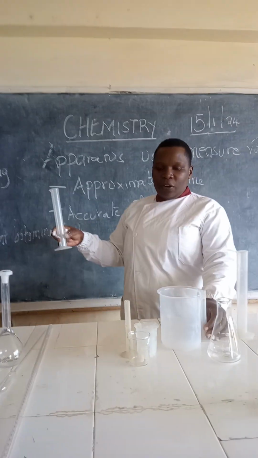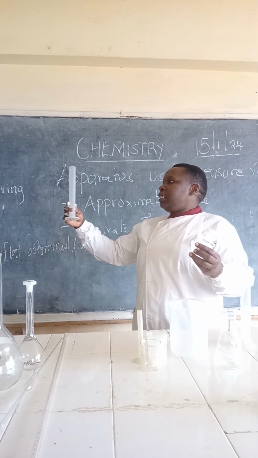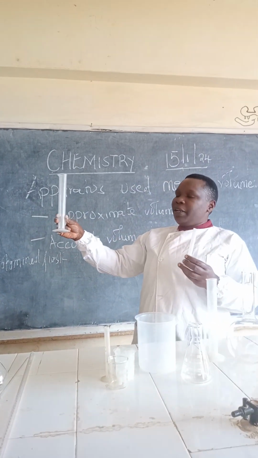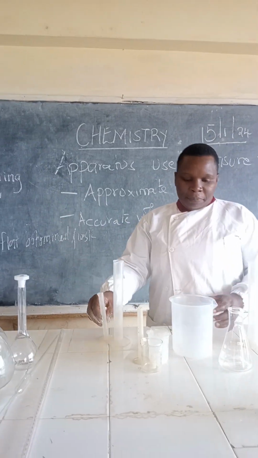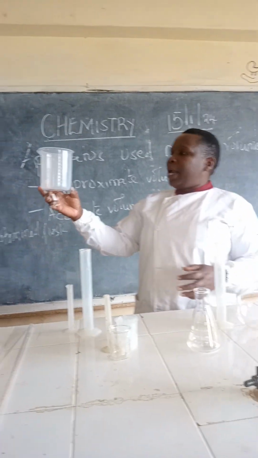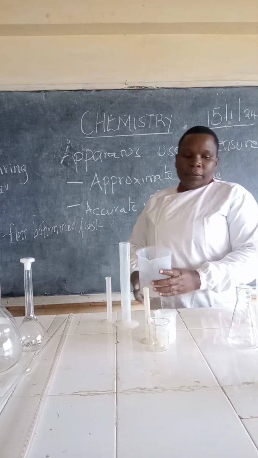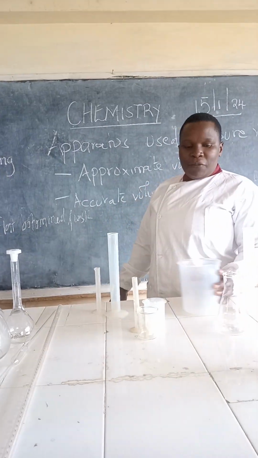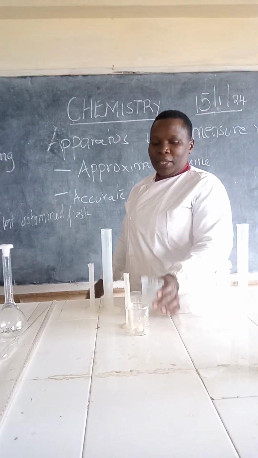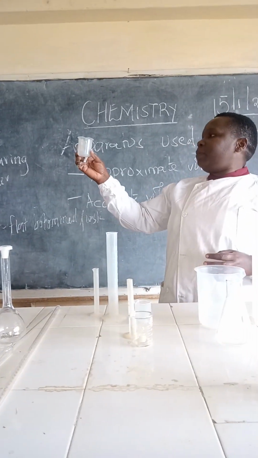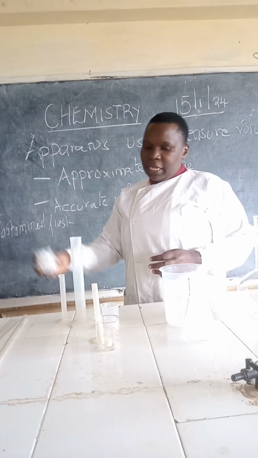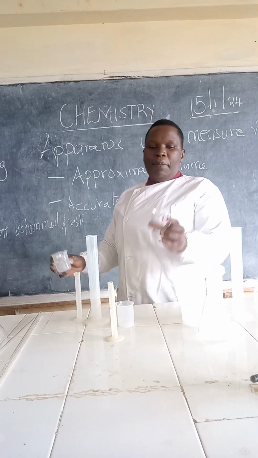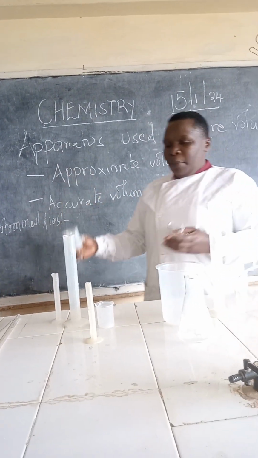So this is a measuring cylinder, and they are of different sizes. For instance, this one is used to measure about 100 milliliters. This one is used to measure 10 milliliters. This one is used to measure 1 liter. Then we have a beaker. This beaker is small in size. It is used to measure about 100 cubic centimeters of water. It can be made of either glass or plastic.